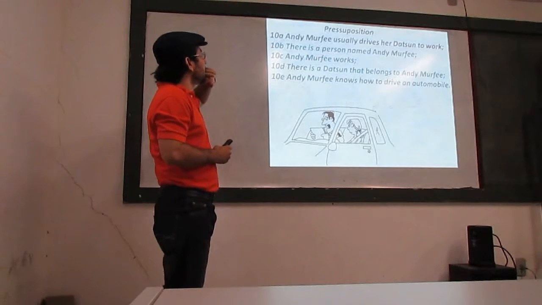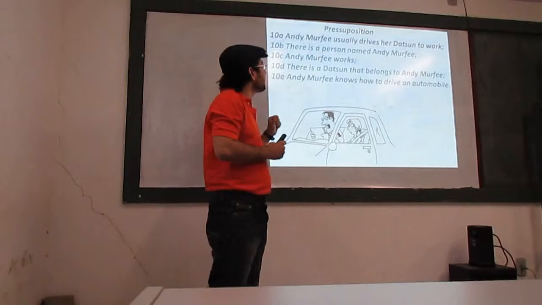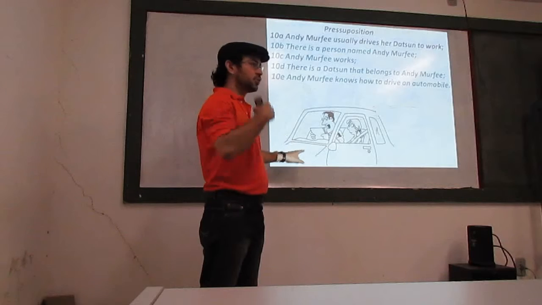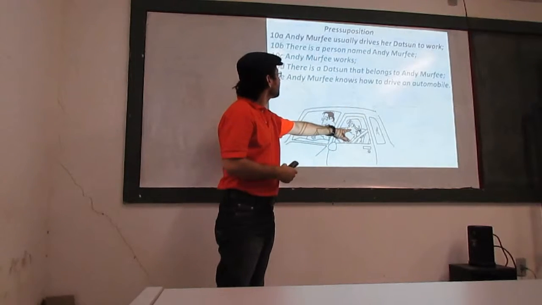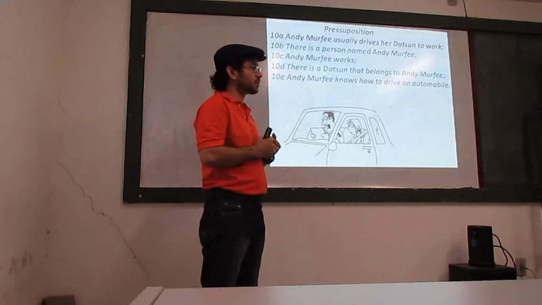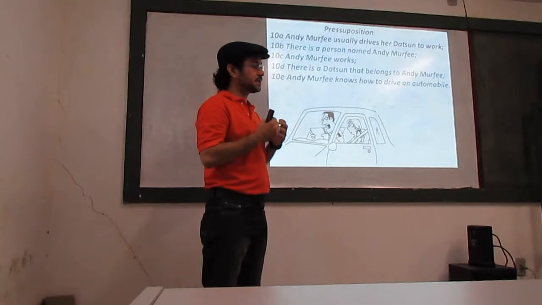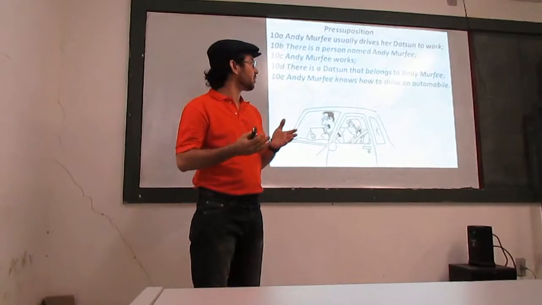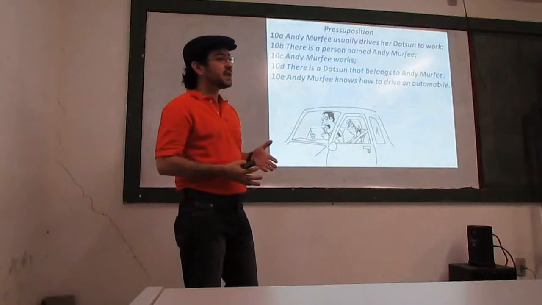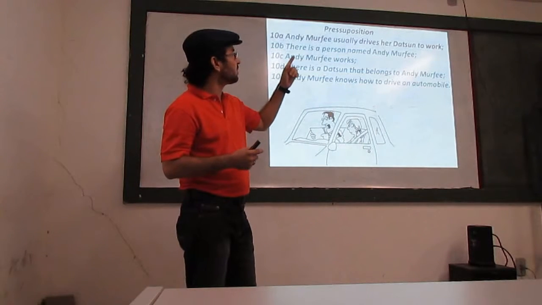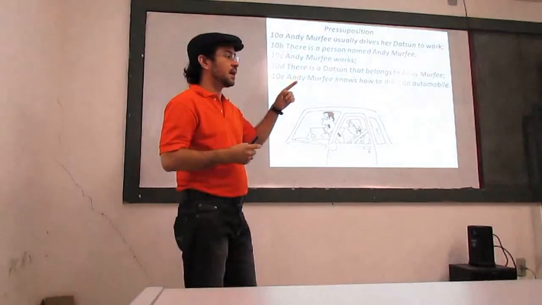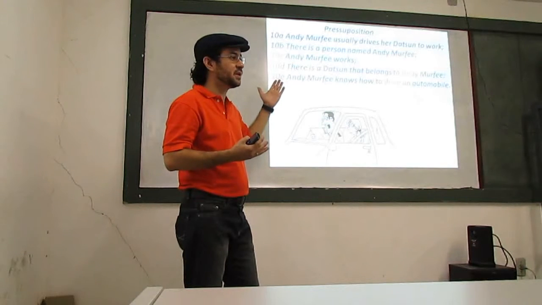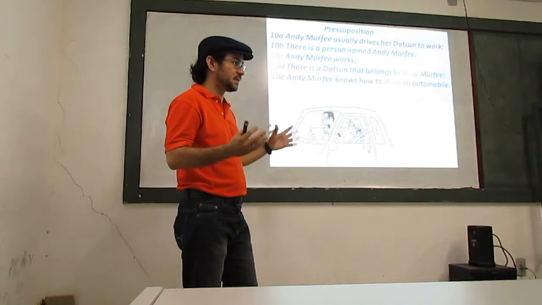Look at 10A. Andy Murphy usually drives her Datsun to work. Okay, the concept of presupposition is very obvious. What the author says: to say that Andy Murphy usually drives her Datsun to work, we need to find a person called Andy Murphy. So Andy Murphy must exist. It's simple and obvious.